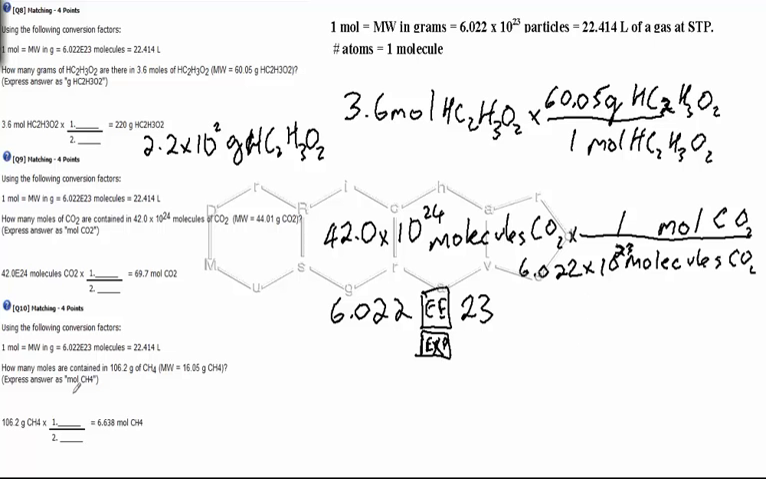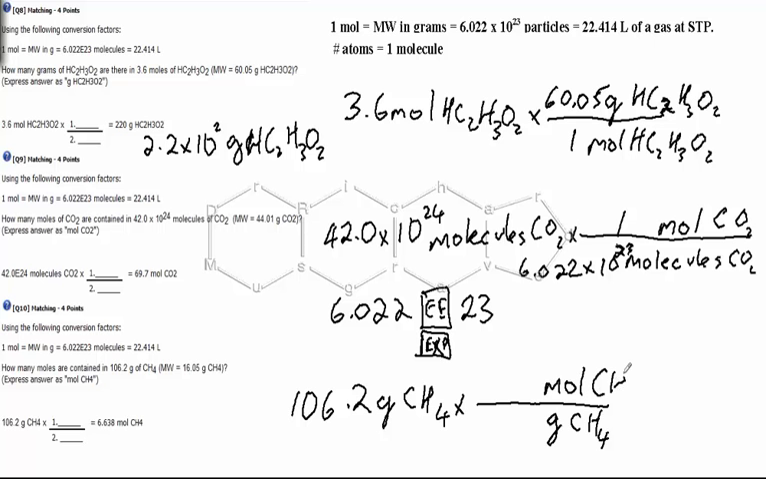Alright, the next one. We're trying to go from grams of CH4 to moles of CH4. How many moles are contained in that much CH4? So we'll start out, we'll have 106.2 grams of CH4 times, and then a line. And we'll have grams of CH4 on the bottom, so it cancels out. And we'll have moles of CH4 on top, because that's what we're looking for. And we know that 1 mole of CH4 is equal to 16.05 grams of CH4. That's a molecular weight that's given to us, and that's going to give us our answer, 6.638 moles of CH4. 4 significant figures here, 4 significant figures in our answer.